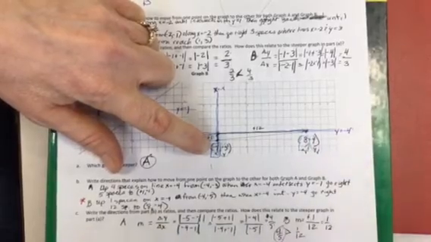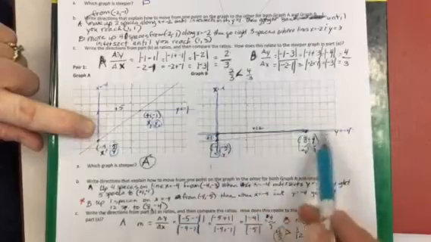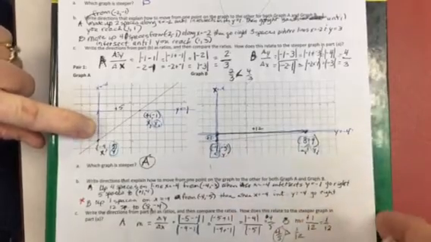And 4/5 is bigger than 1/12, so this line is steeper than this line right here, which was obvious. Okay, and remember, you can pause this at any time.